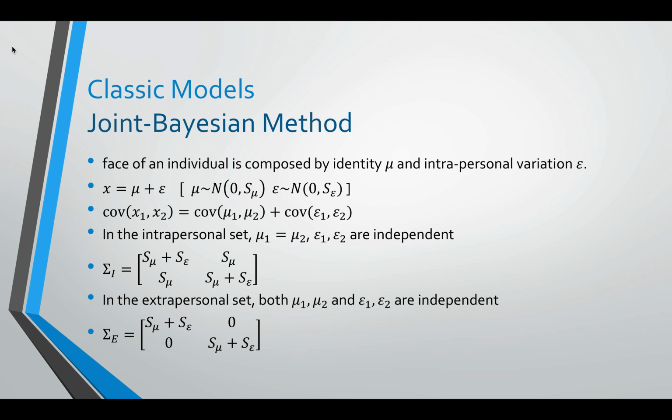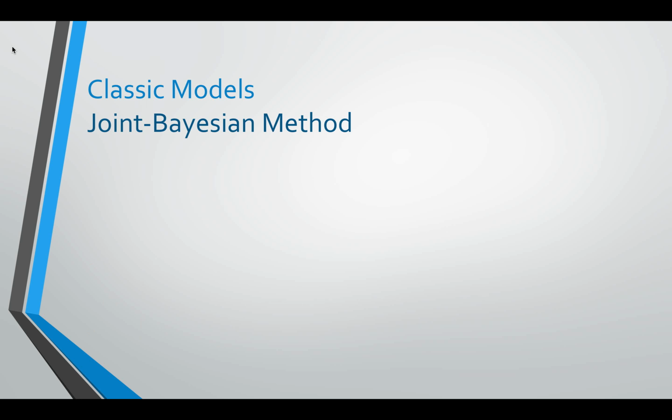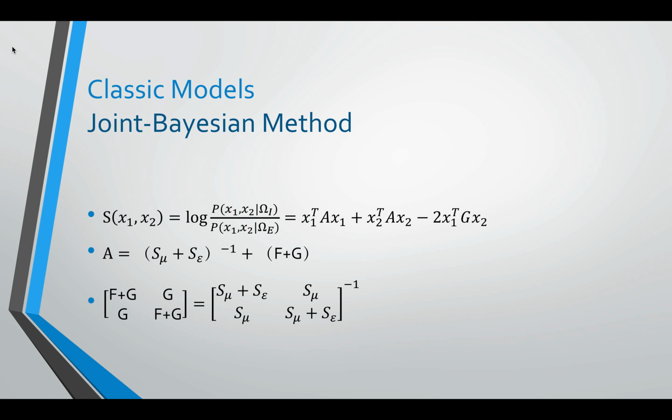Furthermore, we can derive the covariance matrix of two face images. With this joint formula, we can get the log likelihood function as follows, where S mu and S epsilon could be found by EM algorithm.